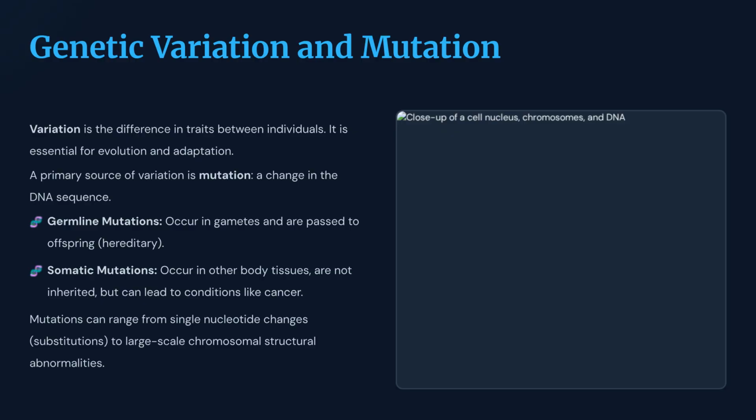Finally, variation arises from mutations, changes in the DNA sequence. Germline mutations are inherited by offspring, while somatic mutations affect body tissues and can lead to conditions like cancer, illustrating the dynamic nature of our genetic code.